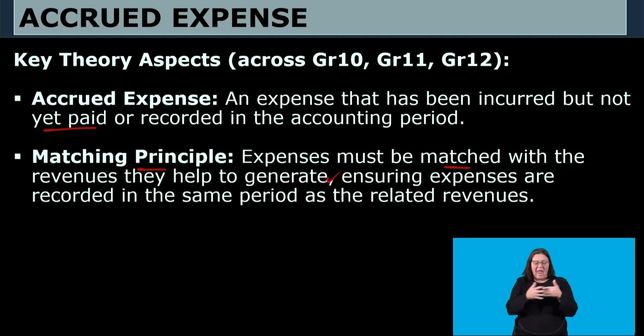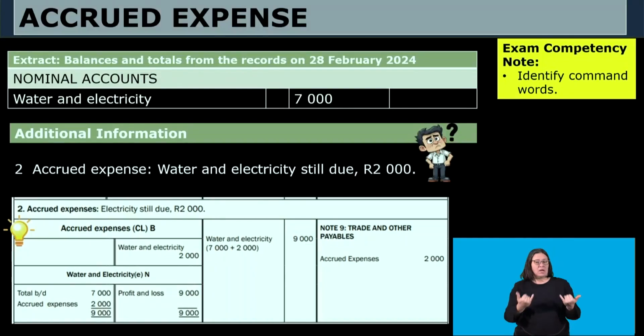So in other words, any expense that is incurred in a particular financial period must be recorded, even though it might not yet have been paid. It must still be recorded. What we have now is water and electricity in the nominal accounts. That is your 7,000. But we are told that water and electricity is still due. Others would say owing. Not yet paid is 2,000.